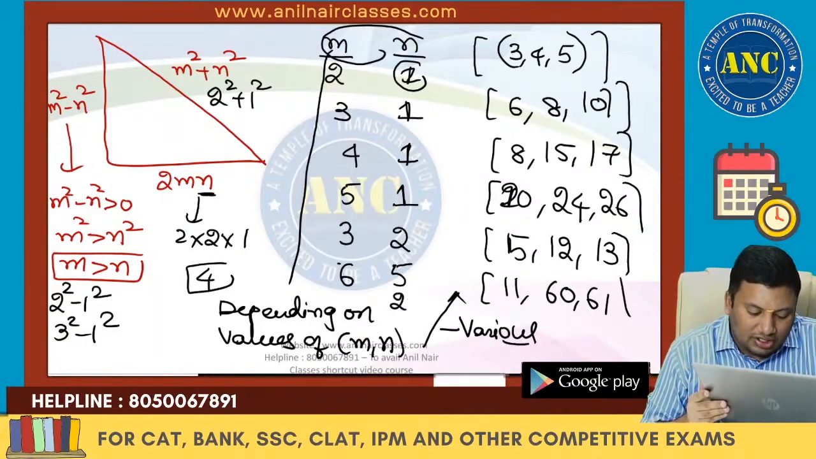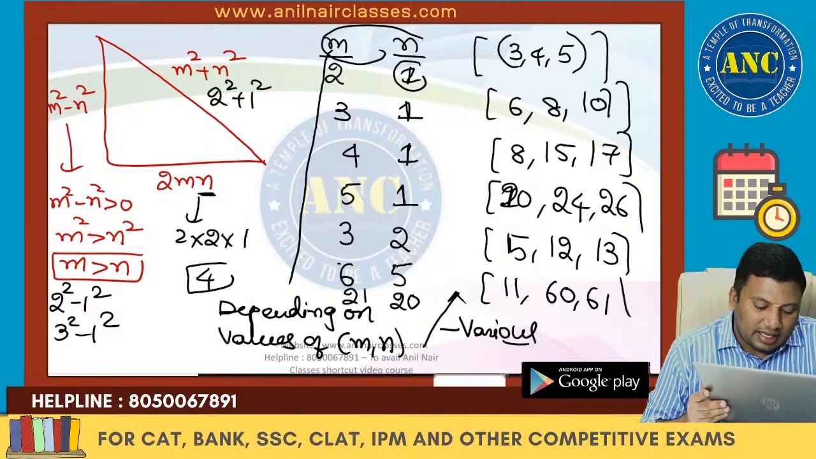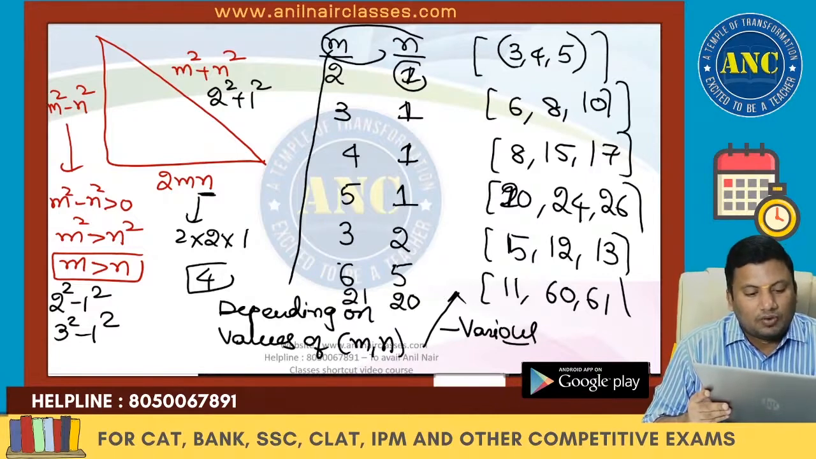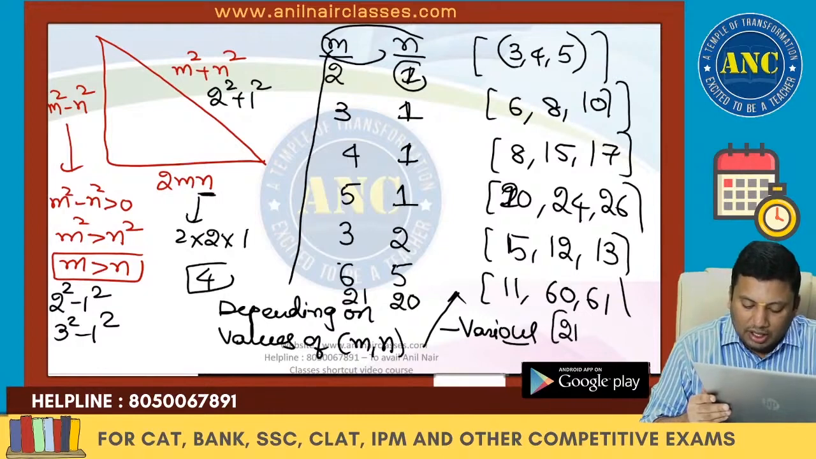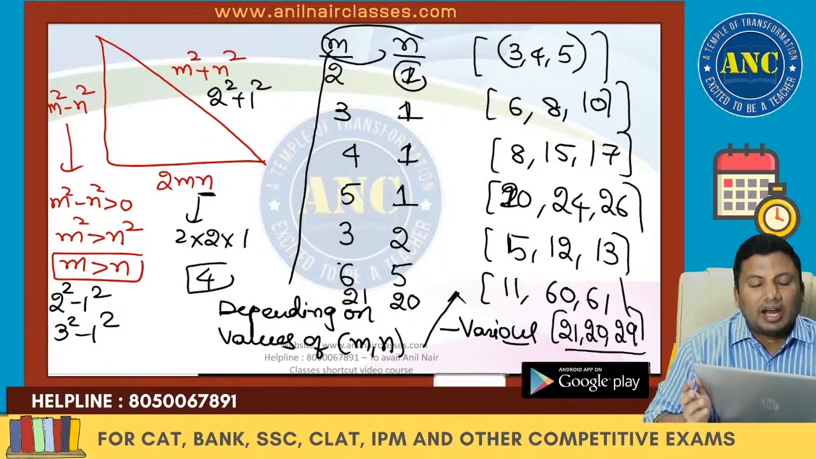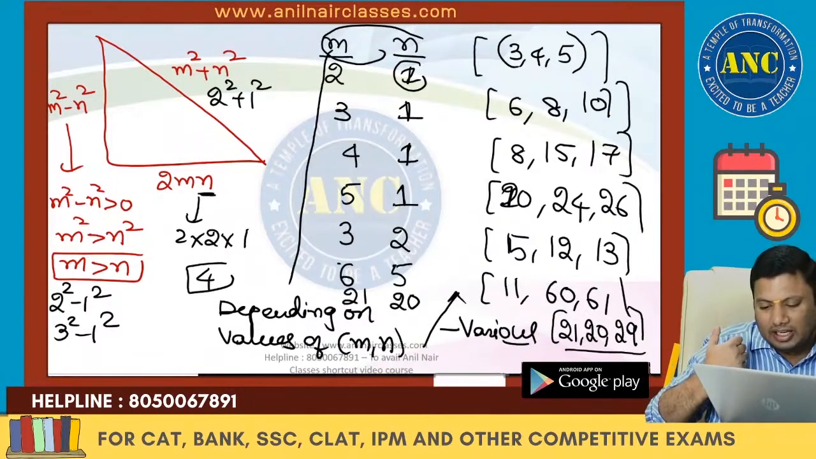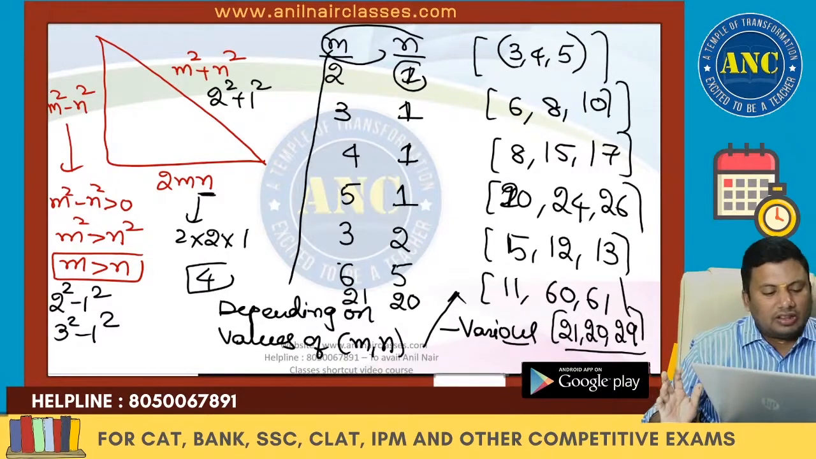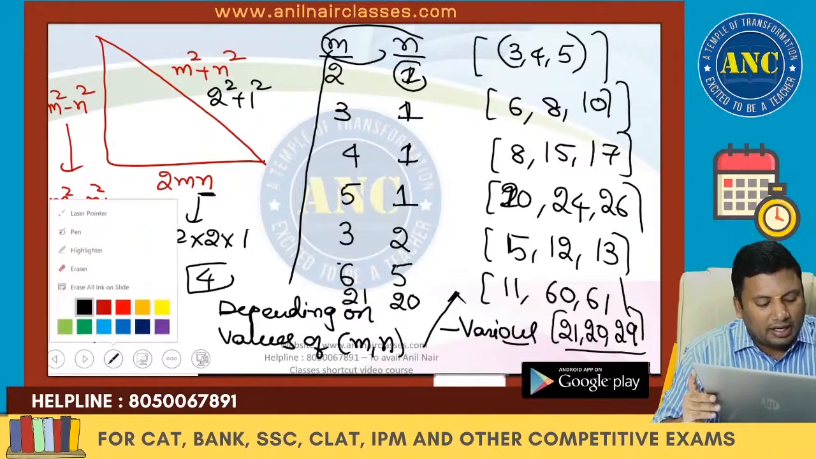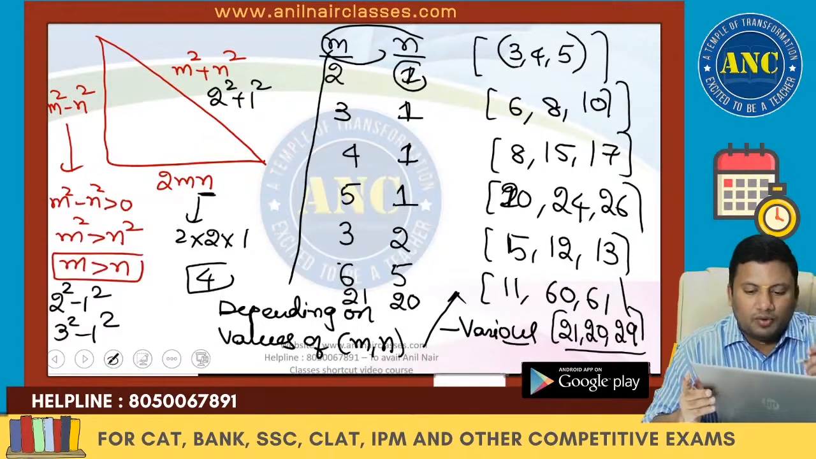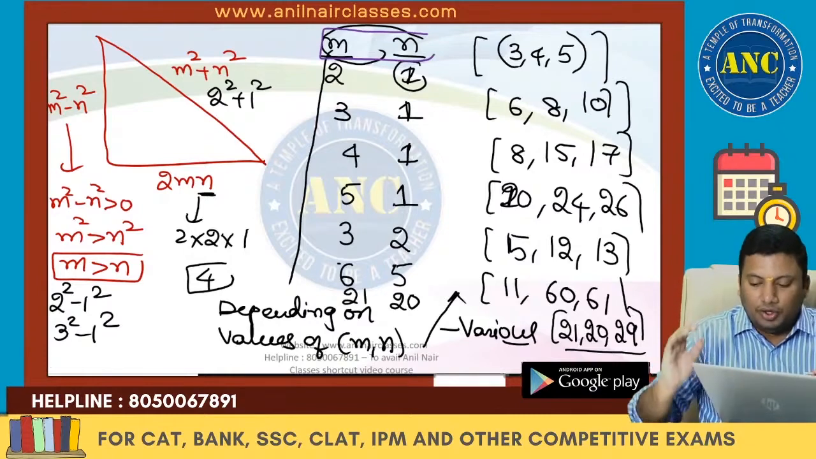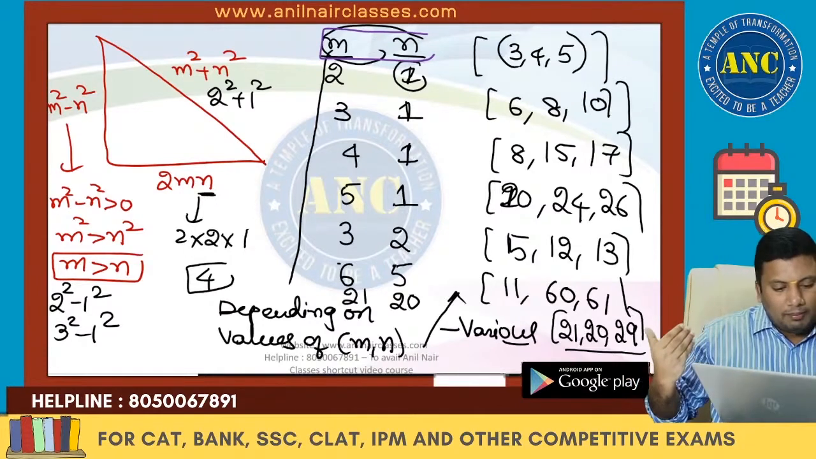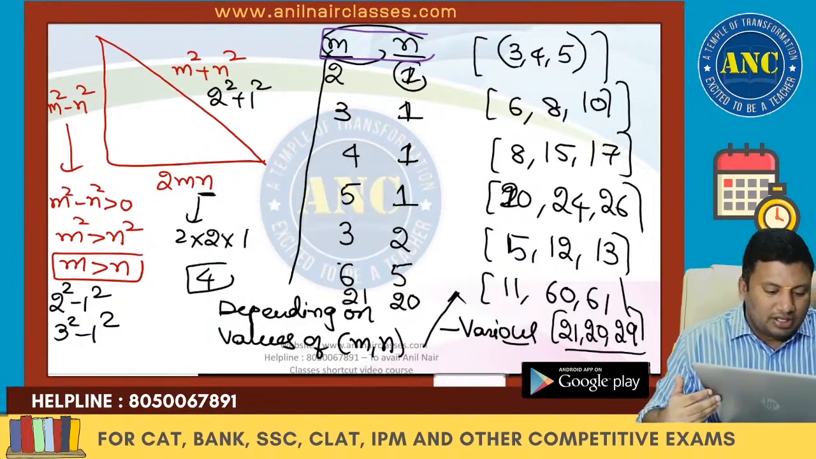Suppose n is 20 and m is greater than n, say 21. So m square plus n square gives 29, and the triplet is 20, 21, 29. We got another Pythagorean triplet. Like that, an innumerable number of Pythagorean triplets can be determined by taking m and n values. I hope this point is very, very clear to you. This is how an innumerable number of Pythagorean triplets can be generated.